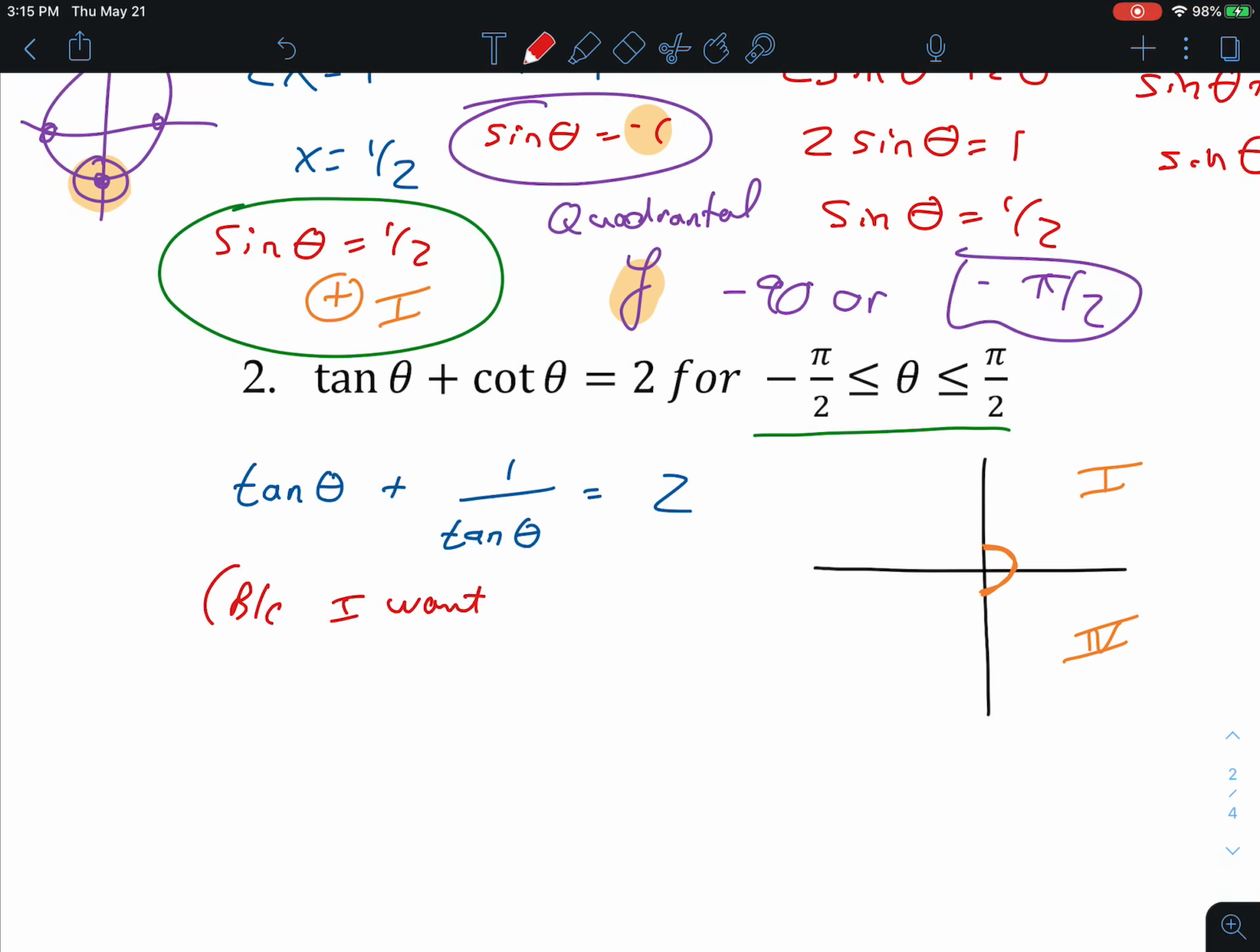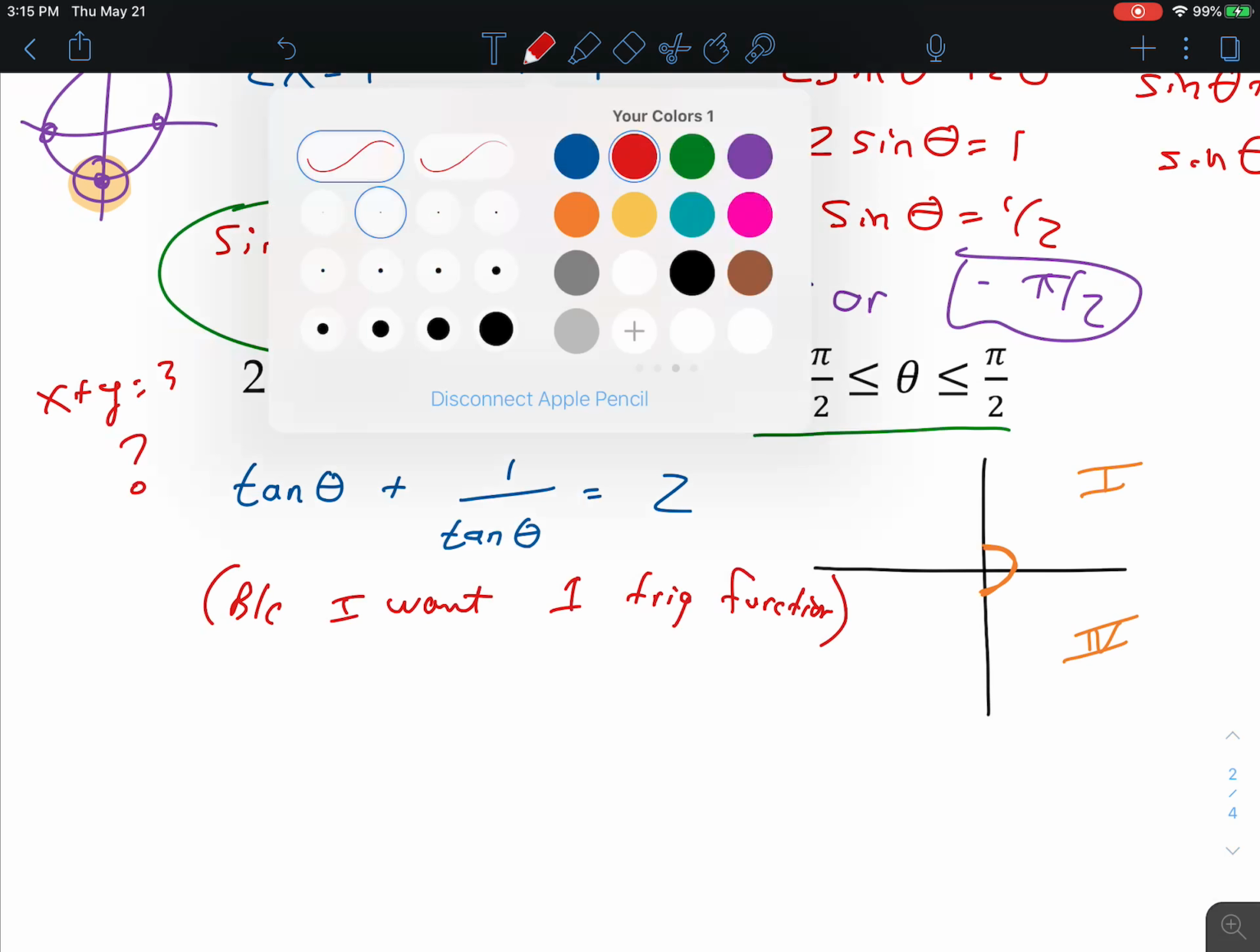Because I want one trig function. It would be like me telling you to solve x plus y equals 3. That's it. You can't solve x plus y equals 3. How do you solve this? You're not going to get an answer. The same idea, we want to make it so it's one trig function. So that's why we have to remember our reciprocals so we can match our functions really nicely. Okay, tangent and 1 over tangent. So now I got two things with x's in them, essentially.